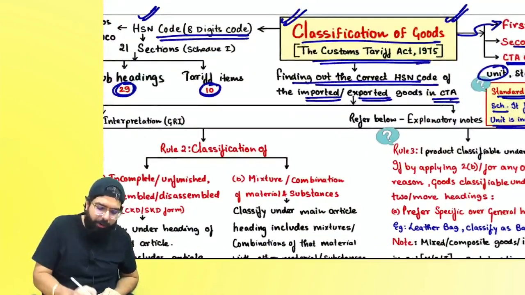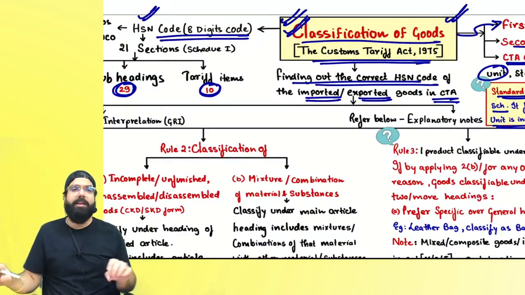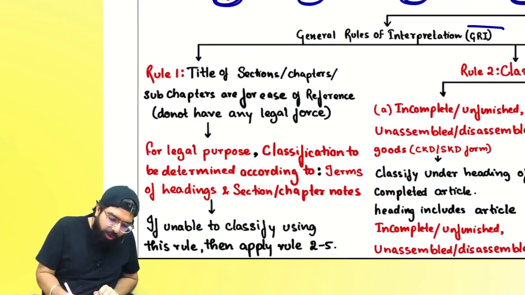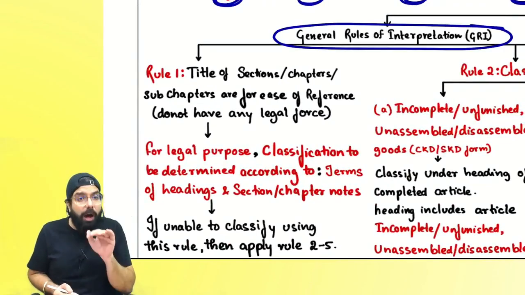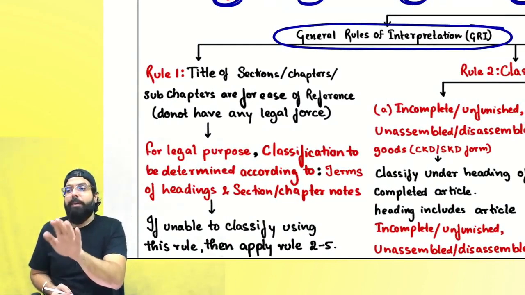Now when you are doing the classification, you need 2 things. One is the general rules of interpretation and you need the explanatory notes. General rules of interpretation, there are 6 rules of interpretation, which tell you how to interpret the Customs Tariff Act.